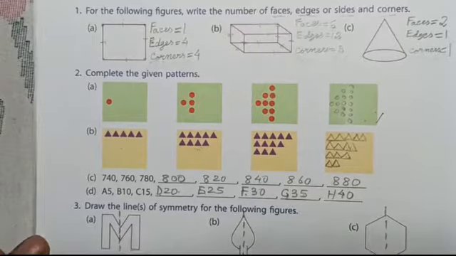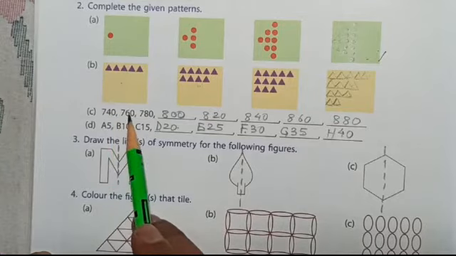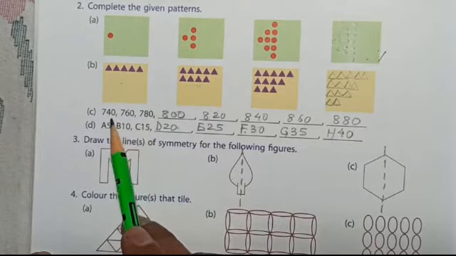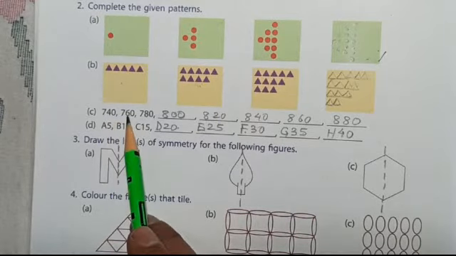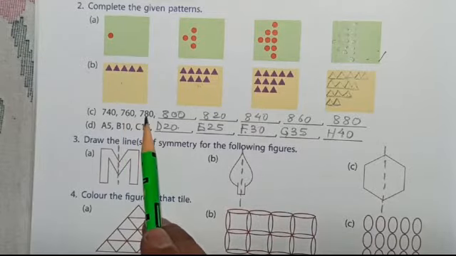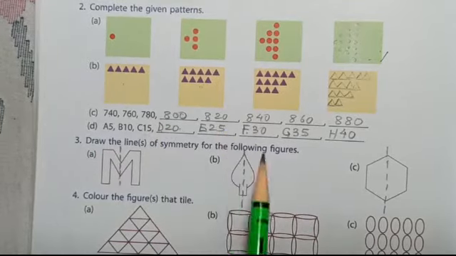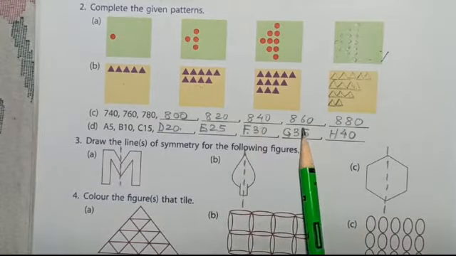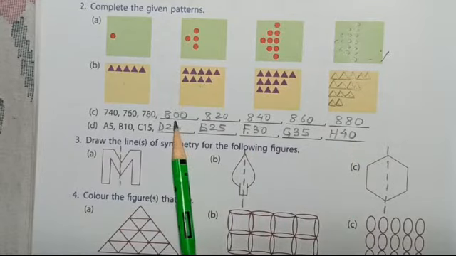And next is number C. 740, 760, 780. Here we are adding 20. To this number 740, if we add 20, then we get 760. If we add 20 to this 760, we get 780. To this 780, if we add 20, then we will get 800. 800 plus 20, 820 plus 20, 840 plus 20, 860 plus 20, 880. So we have to write down these numbers like this.